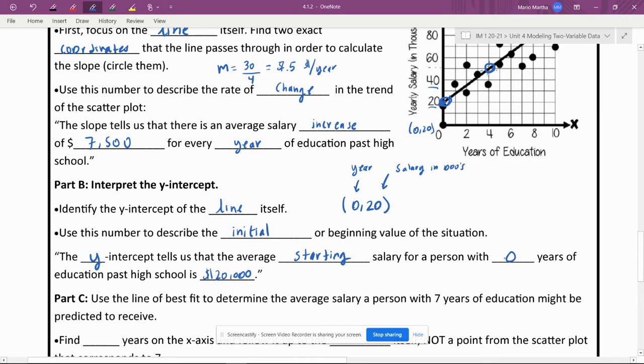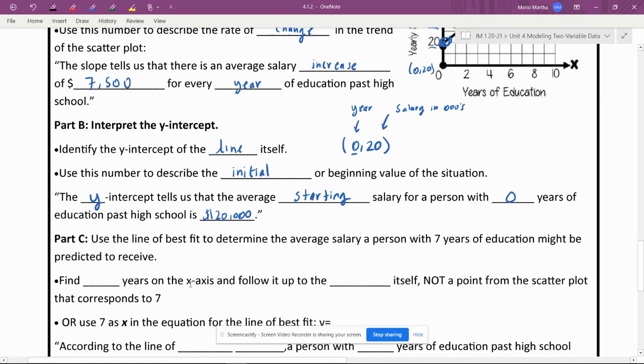Right? Why am I saying 0 years? Because again, that's the initial one, right? So pretty much this is telling you that people, usually after they start working after they graduate from high school, on average make about $20,000 per year.